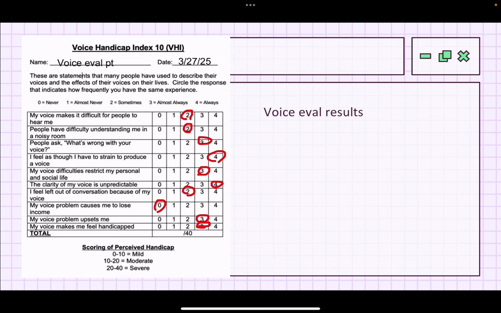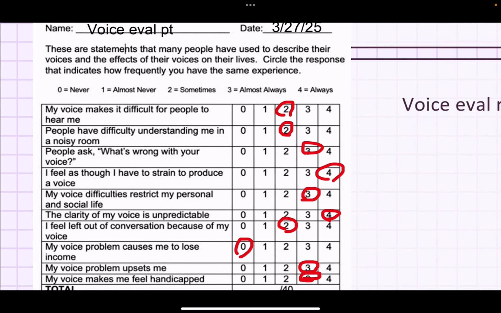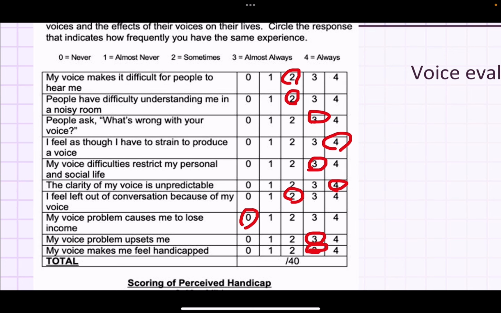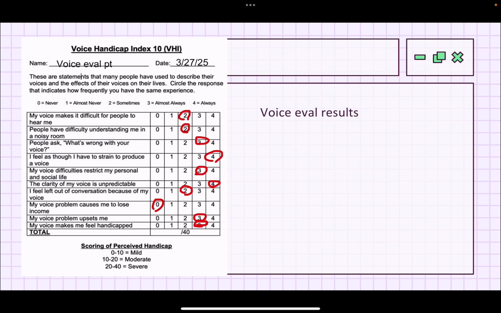Additionally, here we're going to do that self-assessment as well. So how is she feeling about it? She's saying sometimes people have difficulty hearing her. And here she says, I feel as though I have to strain to produce my voice. And she's saying this all the time. So imagine having to strain to produce your voice all the time. This would be incredibly challenging.